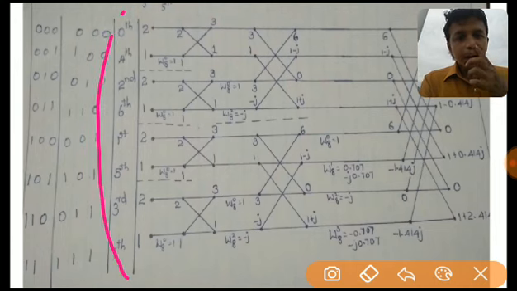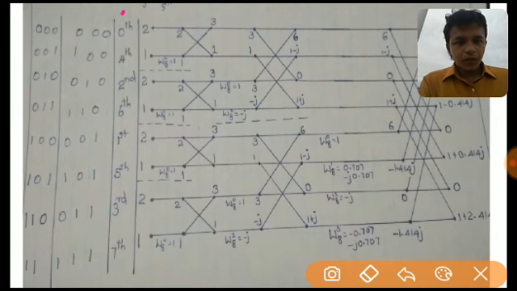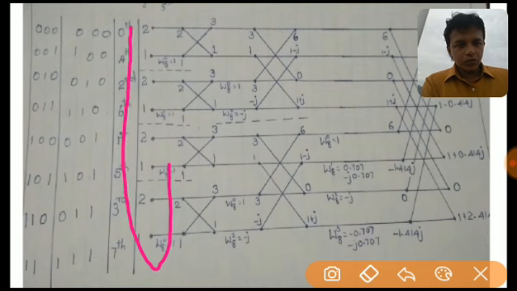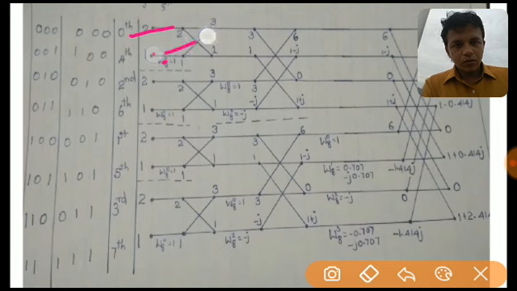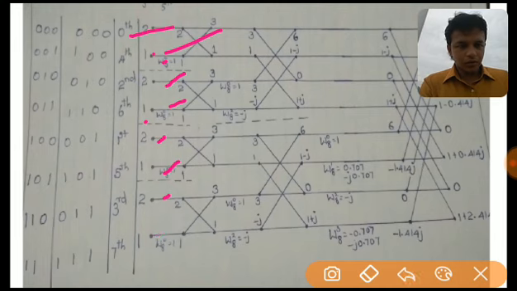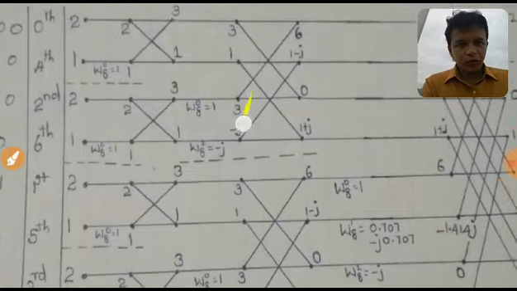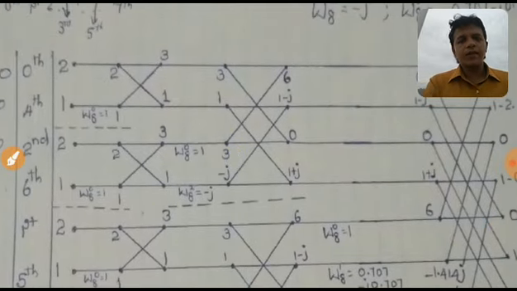Right, now I have to write the corresponding numbers here. In the 0th position I have got 2, I have written it here. In the 4th position I have got 1, so I have written it here. In the 2nd position I have got 2. In the 6th position I have got 1. In the 1st I have got 2. In the 5th, 1. In the 3rd, 2. In the 7th position, 1. So I have written them like this. Right? Now we are entering into the main part, that is the butterfly diagram.